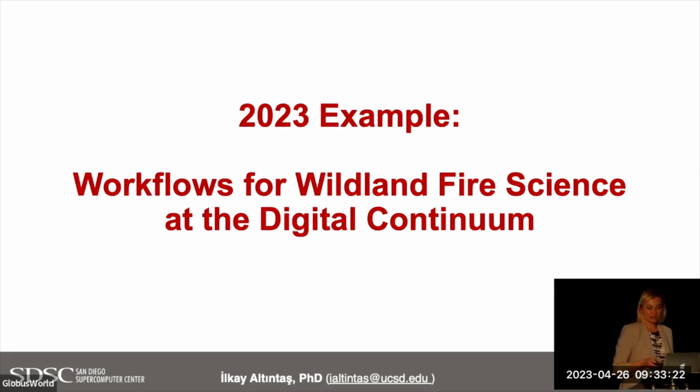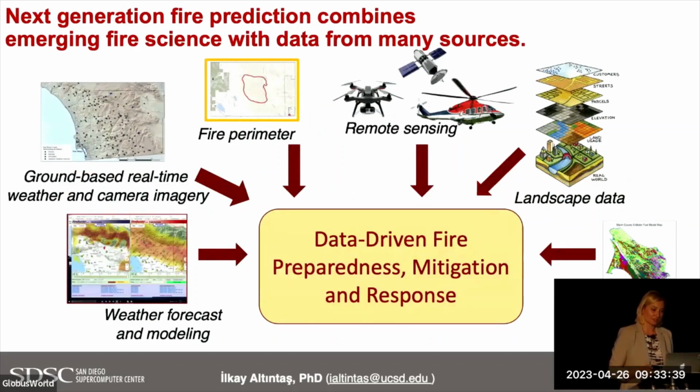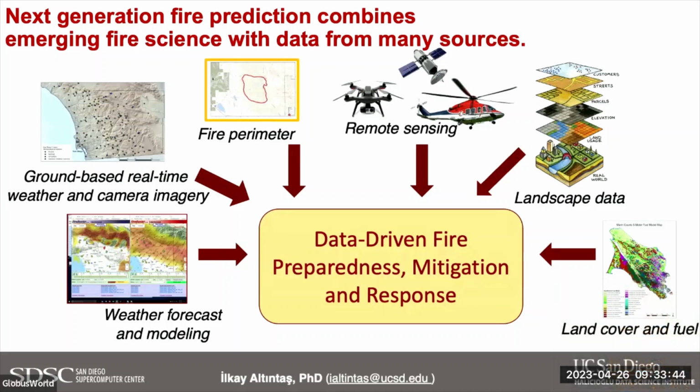So, just to wrap up and give you one more application of what we are using this in 2023, I'll give you the wildland fire science, which I've been working on for about 15 years in different workflows. And how it started was we noticed data for wildland fire modeling comes from different sources, and these sources were growing. To model fire behavior, you need weather data. Now it's coming from forecasts, real-time weather stations, for instance.